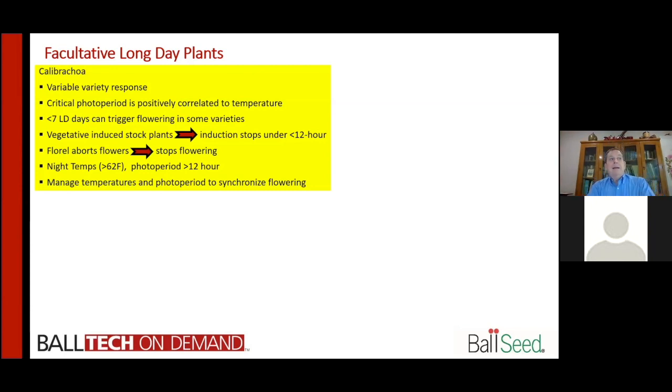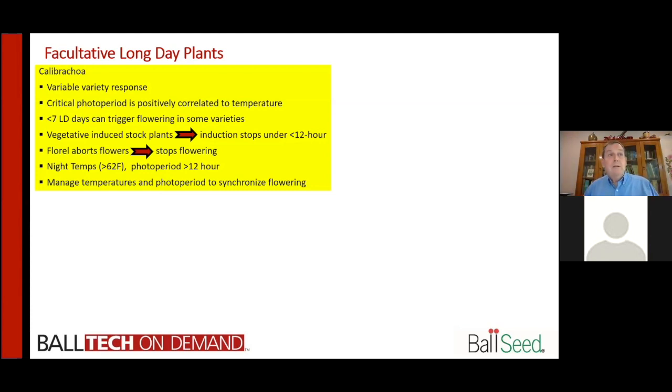They take less than 7 long day cycles to trigger flowering in some varieties. Some varieties need upwards of 14 days, but most of them will flower with at least a week's worth of long days. So if you don't have long days everywhere, at least expose your young plants, the liners, to long days for about 7 days to make sure that they're fully induced before you move them into final forcing conditions where the days are just naturally not necessarily long.